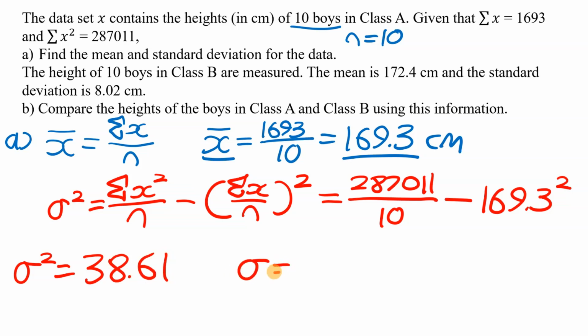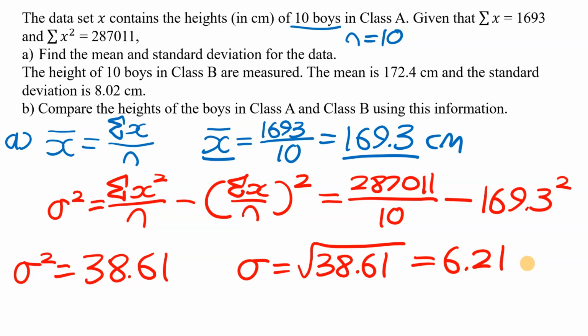So therefore the variance, if you put this into your calculator, is equal to 38.61. So therefore the standard deviation is the square root of the variance, so it's the square root of 38.61, which if you put it into your calculator to two decimal places is 6.21 centimeters. So this is the standard deviation.